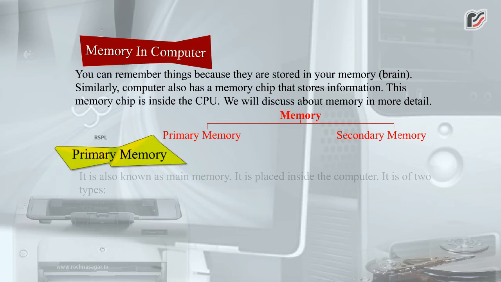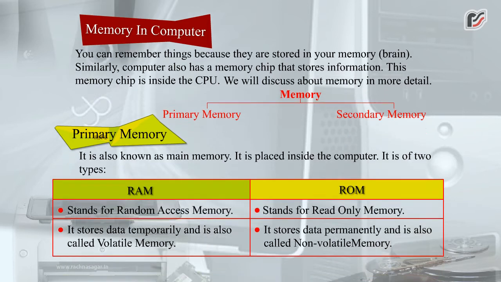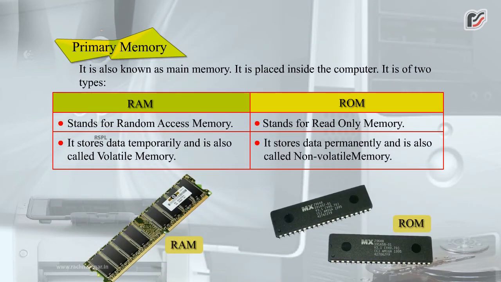Primary memory. It is also known as main memory. It is placed inside the computer. It is of two types. RAM stands for random access memory. It stores data temporarily and is also called volatile memory. ROM stands for read-only memory. It stores data permanently and is also called non-volatile memory.